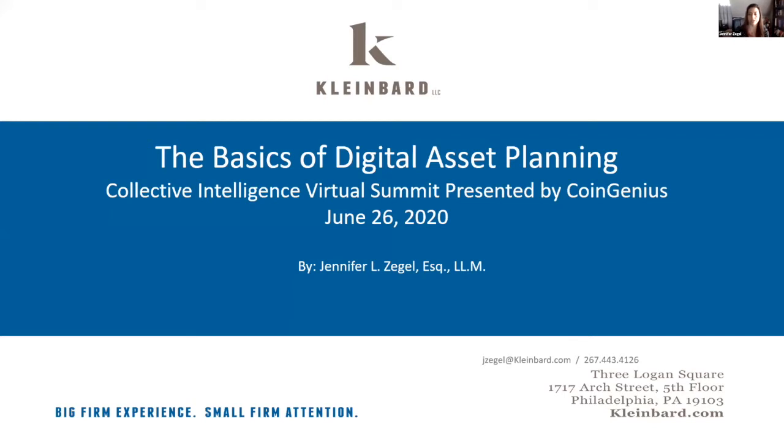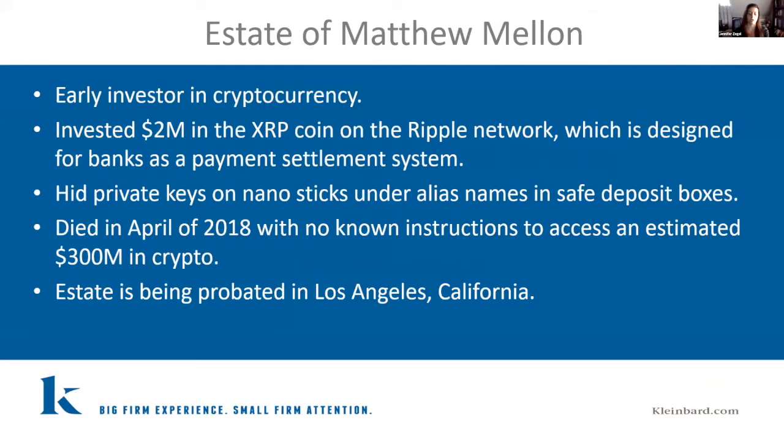So we're going to start our journey today by discussing one of my favorite cases, which talks about a very significant crypto loss. This is the estate of Matthew Melon. Mr. Melon was one of the Melon Bank heirs, and he inherited a large trust from the Melon Bank family. He was an early adopter in the cryptocurrency space, and he fell in love with the XRP coin on the Ripple network, which serves as a payment settlement system, specifically designed for financial institutions. He invested early on in Ripple, about $2 million, and at that point, each coin was worth a fraction of a penny.